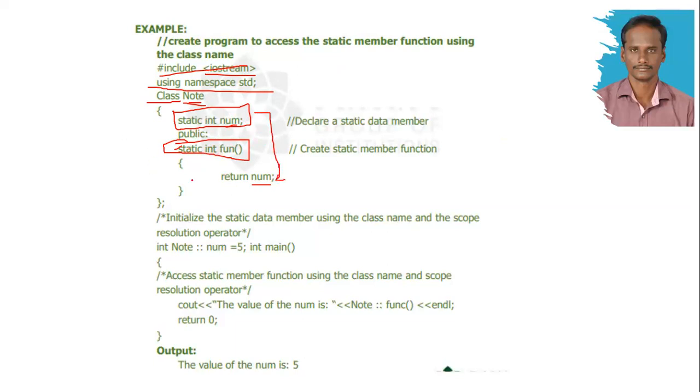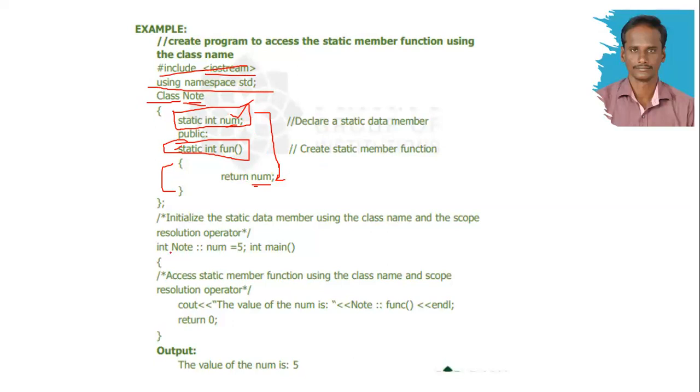The static member function must use only static data members or other static member functions. It will not use any non-static data member. So inside this static member function we have used num. Num is already declared as a static data member, so it is okay. Suppose if you want to know clearly about it, you just remove the static keyword here, then it becomes a non-static data member. If you run this program, it won't work, because num is a non-static member. A non-static member cannot be used inside the static member function. But here there is no problem, because we have used num as a static data member.